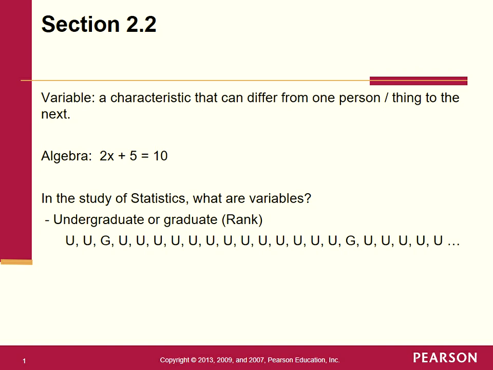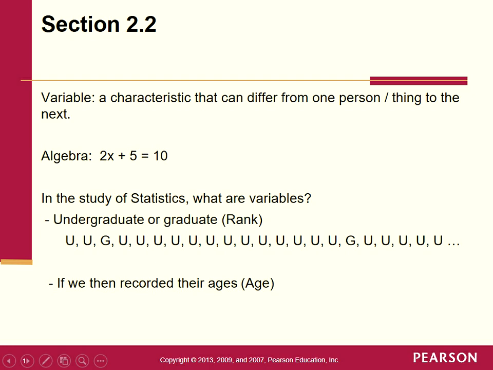And remember, we talked about this back in 2.1, being either undergraduate or graduate, so some sort of rank. And notice here that the raw data is not numbers. Variables can produce data that are non-numerical, and we'll talk about that in a little bit.